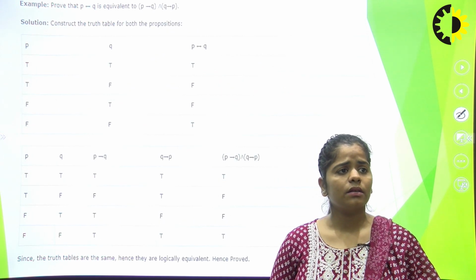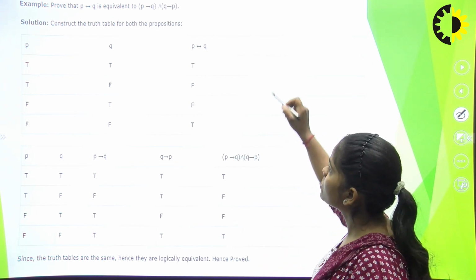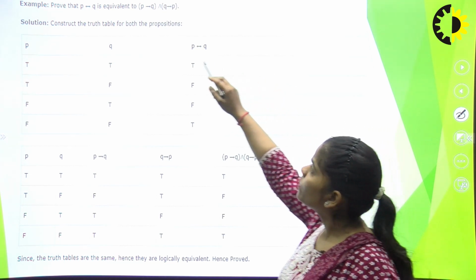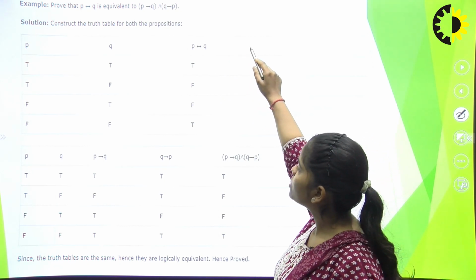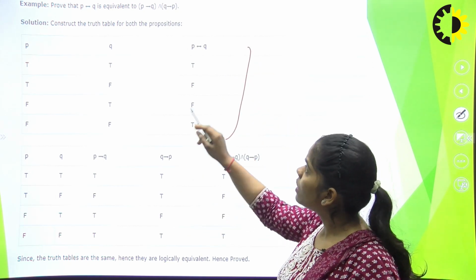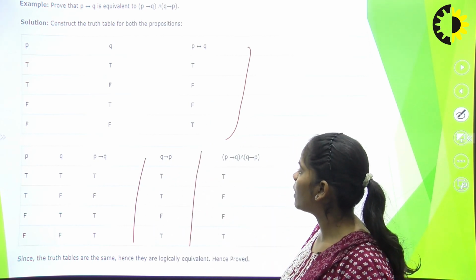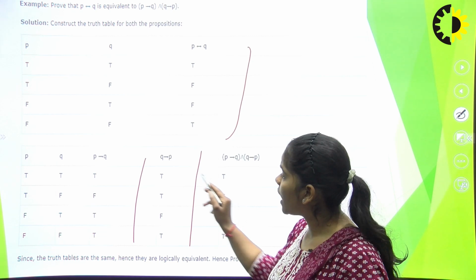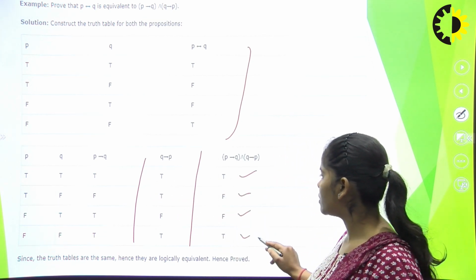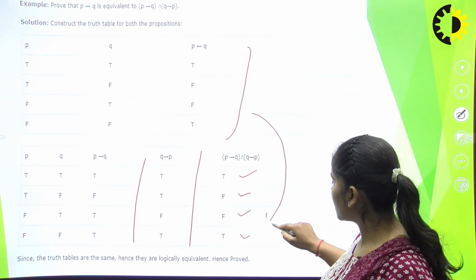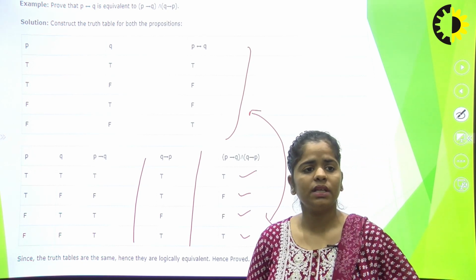Now we come to the next question: prove that P biconditional Q is equivalent to P implies Q and Q implies P. The biconditional table looks like this, but in case of P implies Q we have this output, and for Q implies P we have this output. By doing AND of these two, true and true is true, otherwise we get false. So these two tables are equivalent to each other. This is proved by using the truth table.